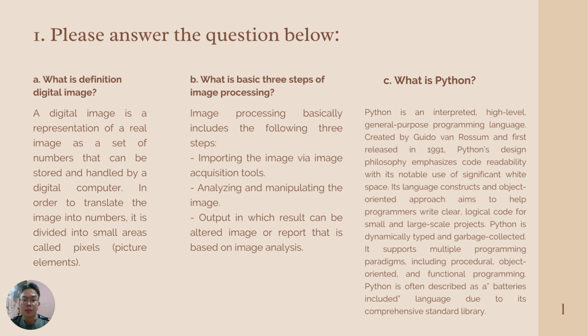C. What is Python? Python is an interpreted high-level general-purpose programming language created by Guido van Rossum and first released in 1991. Python's design philosophy emphasizes code readability with its notable use of significant white space. Its language constructs and object-oriented approach aim to help programmers write clear, logical code for small and large-scale projects. Python is dynamically typed and garbage collected.